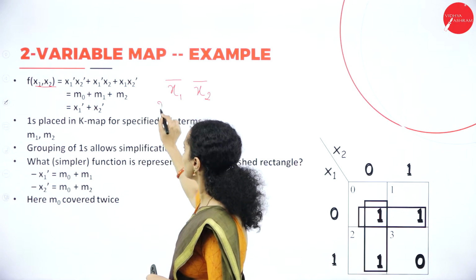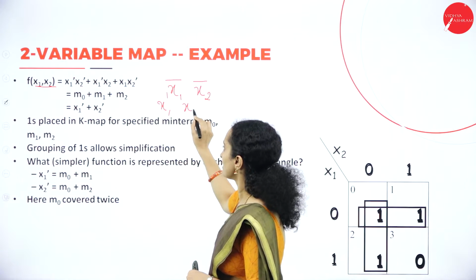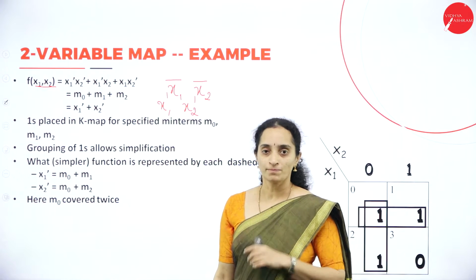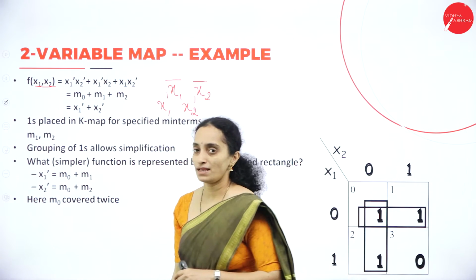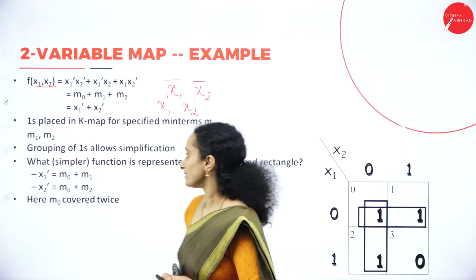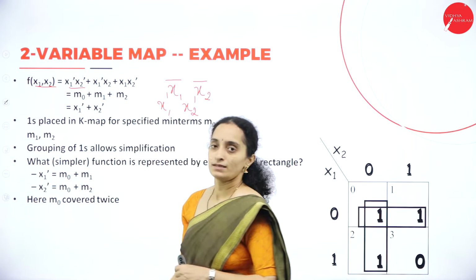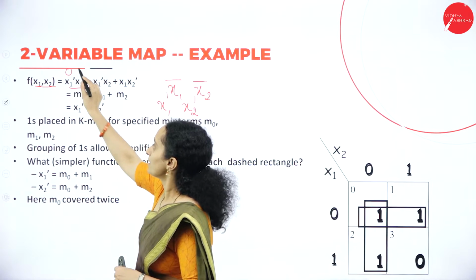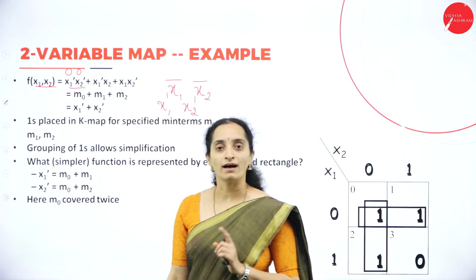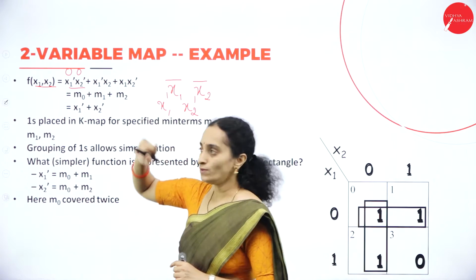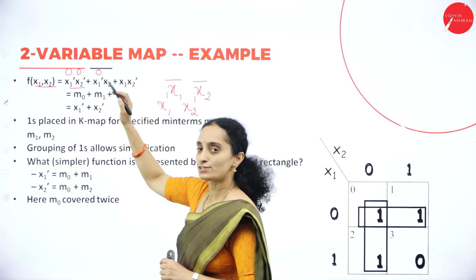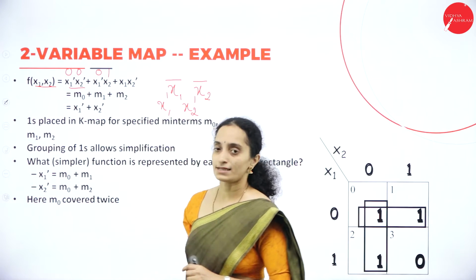Either you can use this representation, x1 dash, x2 dash, or you can represent it with a bar above the variable name. It doesn't make much difference. Whatever is convenient for you, you can use that representation. x1 dash x2 dash will be the complement form of x1 and x2 representing 0 0. Then we have x1 dash x2, that means complement of x1, that is 0, and x2 is in normal state, which is set to 1.